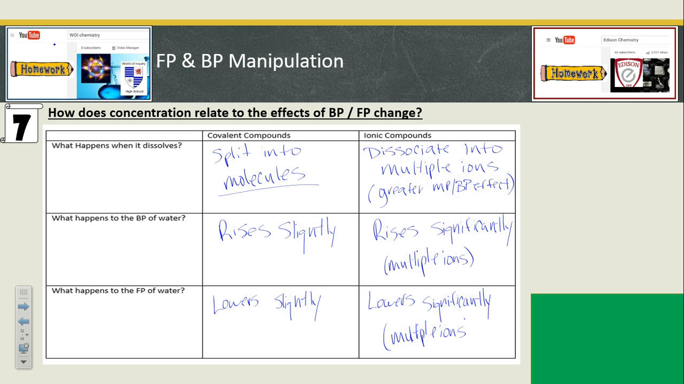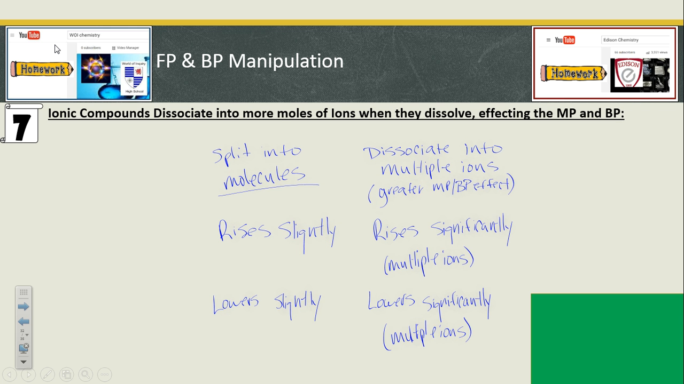The more ions an ionic compound can release when it comes in contact with water, the greater the effect on the freezing point and boiling point changes. So calcium chloride releases 3 ions versus sodium chloride, which releases 2 ions. Calcium chloride would have a greater effect on the freezing point and boiling point of water because it has multiple ions, more ions than sodium chloride would. Okay? Let's see what we've got here. I got to erase these things here.